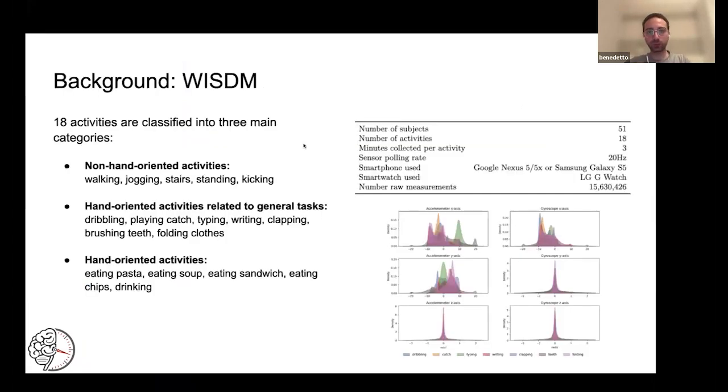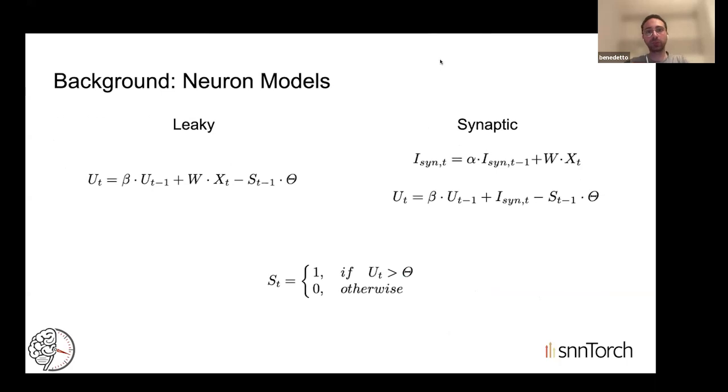What we used to benchmark this model is the WISDM dataset. Basically, it's a dataset with 18 activities classified into 3 main categories. There are 51 subjects, and each activity was collected for 3 minutes from the accelerometer and the gyroscope sensor, at a frequency of 20 hertz. The neuron models that we used to convert the Legendre Memory Unit were the leaky one and the synaptic one, and we used the snnTorch framework to adopt these models.